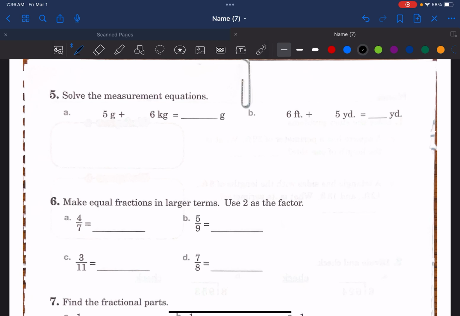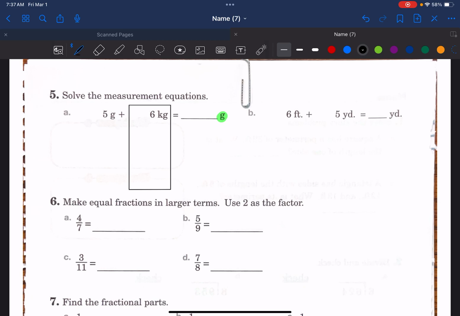So remember, we first want to look and see what the answer wants to be labeled as. And this time it's grams. And so I see we have 5 grams, but then I see 6 kilograms. So we're going to put a box around the one that is not matching the answer. So we're going to put the box around our 6 kilograms.